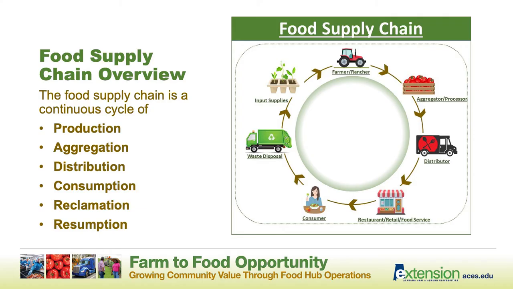Aggregation and distribution are the links which incorporate transportation and storage of harvested food on the way to the consumer. These are the usual functions of a food hub and the main focus of this training. Consumption happens when food arrives at restaurants and retail stores to be purchased by the consumer, who is the final link in the supply chain being considered in this training. During this session, we won't be focused on the reclamation and resumption aspects of this food supply chain. However, they will be noted.